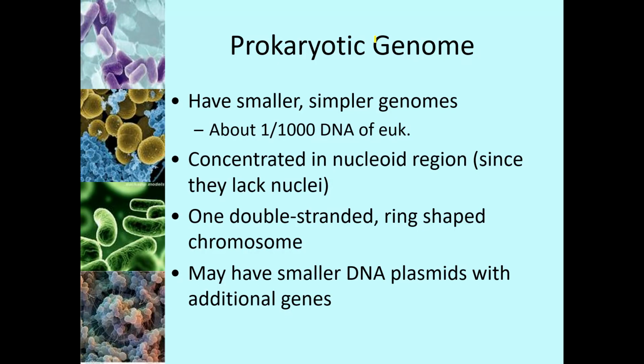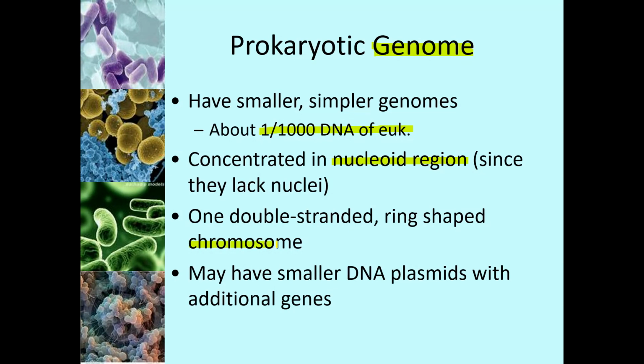All right, the genome. Now this is material that we've actually covered before. Remember that anytime we see the word genome, we are talking about the genetic instruction or the DNA. So they have about 1/1000th of the DNA of a eukaryote. They do not have nearly as many genes, so it's a much simpler, smaller genome. They do not have a nucleus, so their DNA is in what's called the nucleoid region. Now their DNA is double-stranded, just like ours is. All DNA in living things is going to be double-stranded DNA.